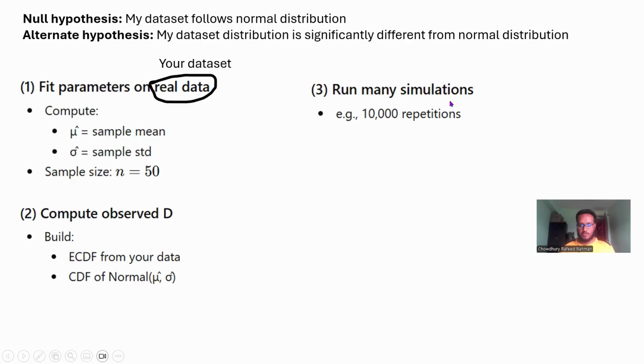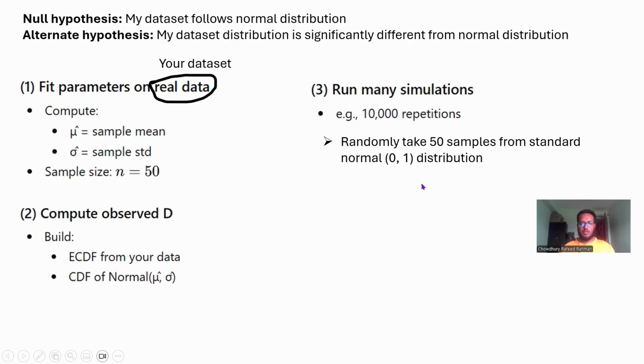Now you have to run some simulations. Maybe you are running 10,000 simulations. Now, how does one simulation look? In one simulation, you randomly take 50 samples from a standard normal distribution. Now it doesn't have to be a standard normal distribution. It can be any normal distribution, but normally people use the standard normal distribution for simplicity. Why 50? Because you have 50 samples in your dataset. Then you estimate the mean and standard deviation from these 50 sampled values. Now, ideally, this mean and standard deviation should be 0 and 1, but it will not be like that because you have only 50 samples. It will be a bit different.